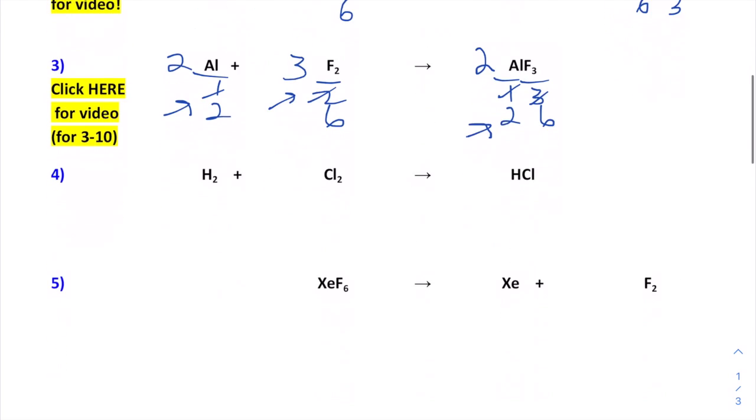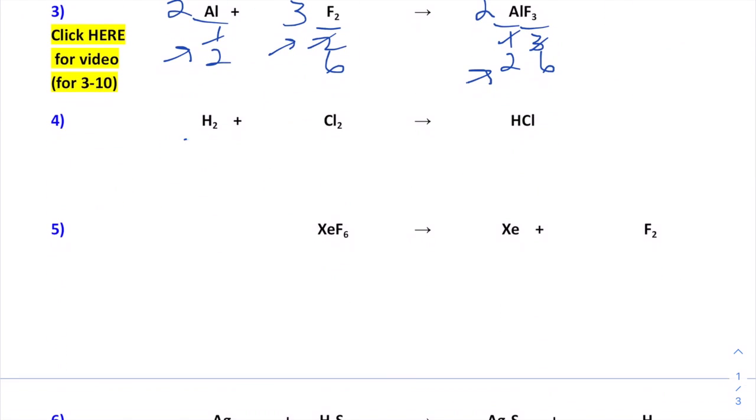Let's do the next one. Underline and count. 2, 2, 1, 1. So on the left side I have 2 H's and on the right side I have 1 H, the totals. On the left I have 2 Cl's and 1 on the right. So the side that has too little, the ones, I'm going to have to multiply to make higher.